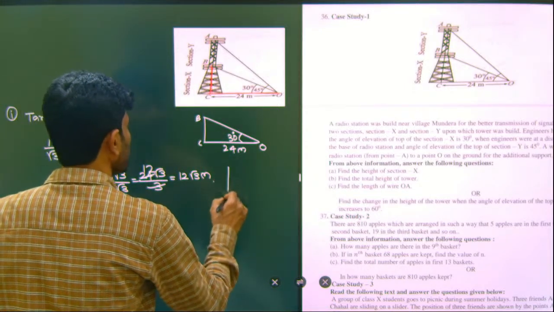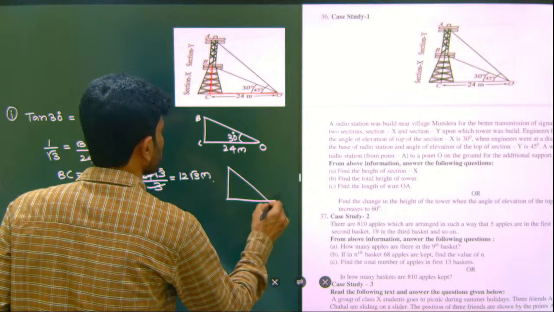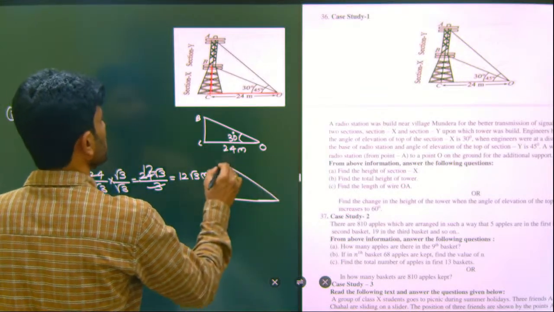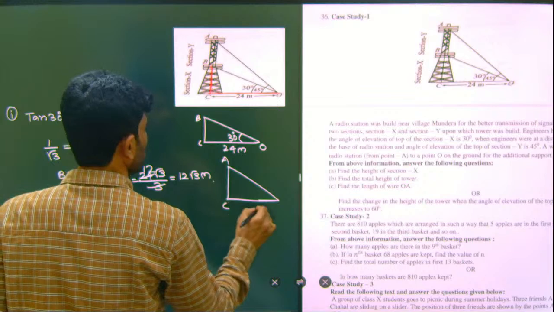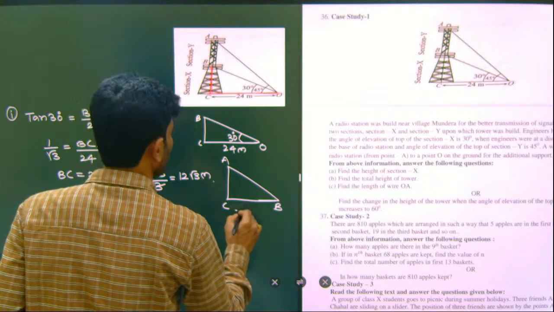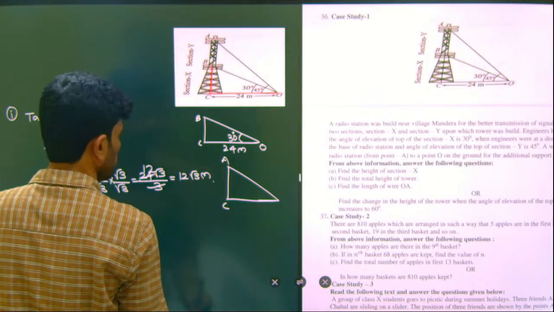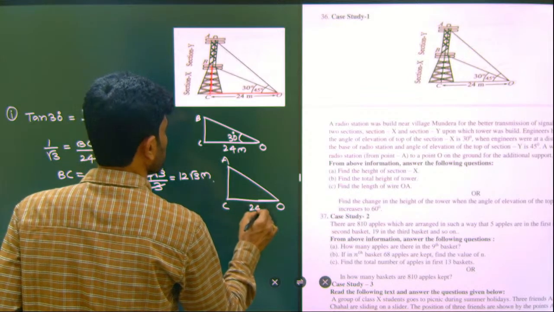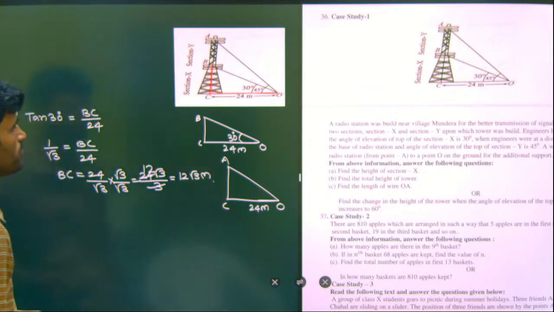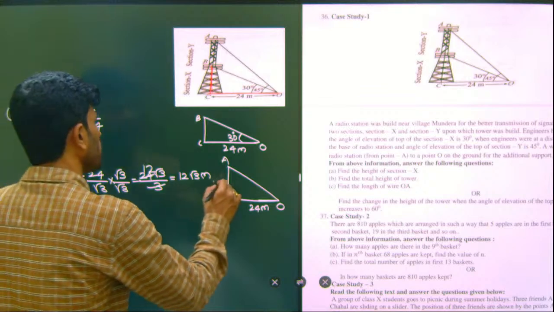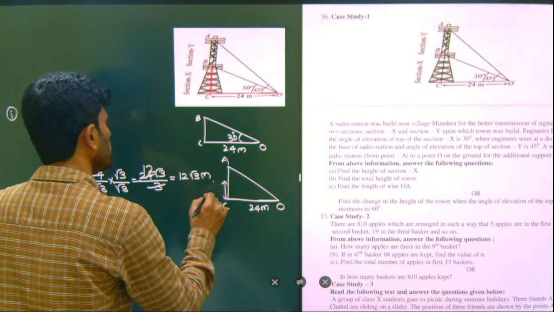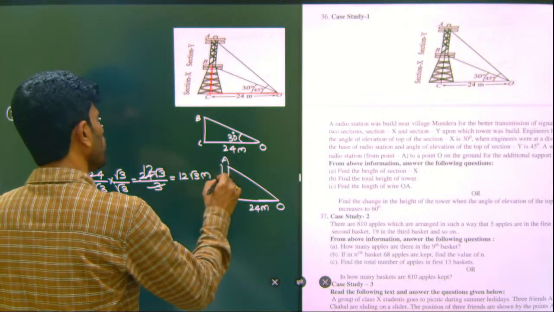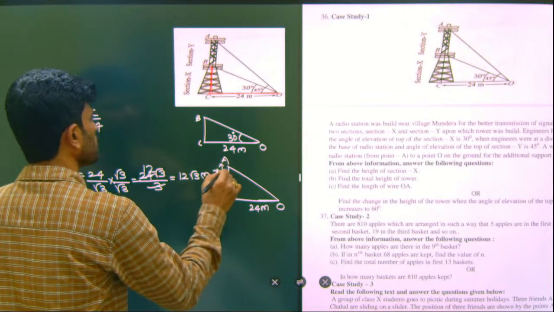You have to take the triangle ACB. In ACB, we know BC; this is O, this is 24 meters, OC we know 24 meters, and this part is 12 root 3, and this part we don't know, we have to find it. Let us take it as x.